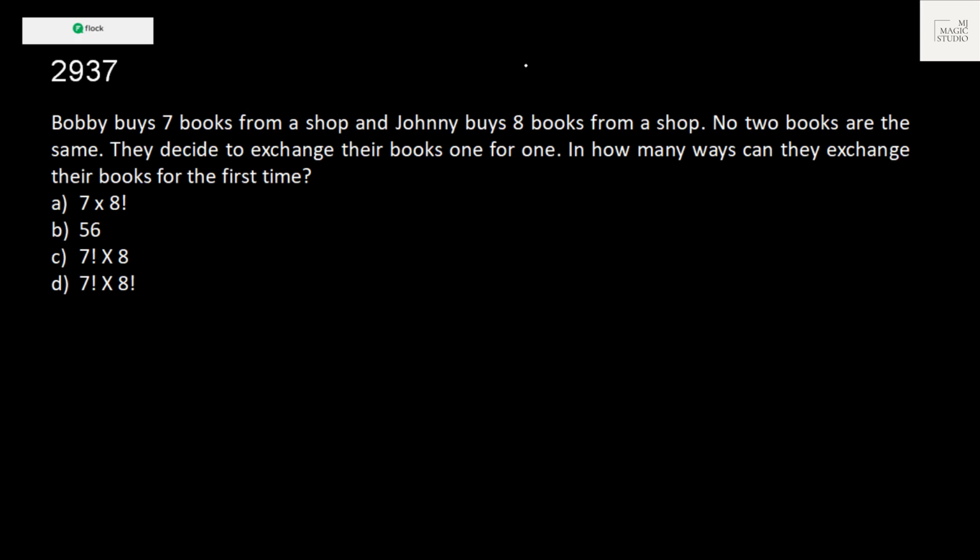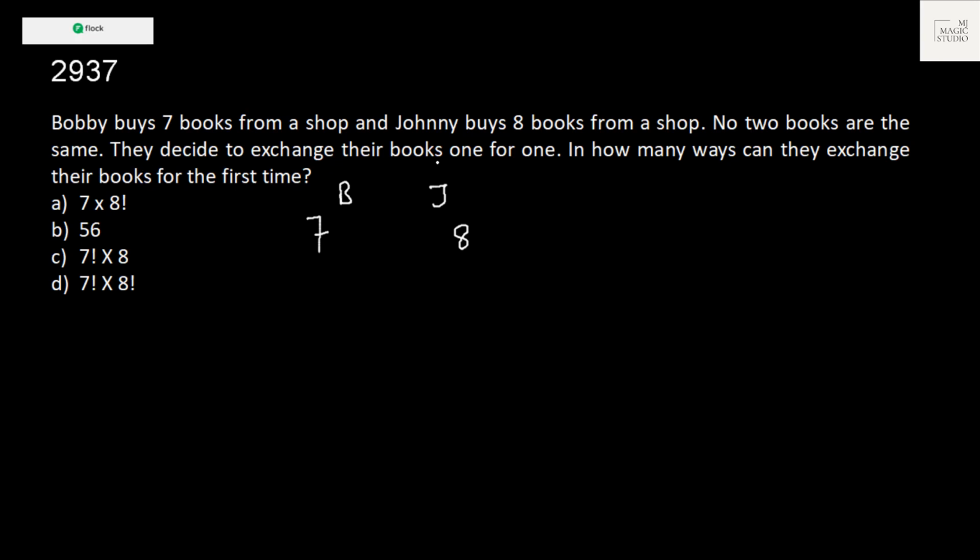Hopefully you people are pausing the session and trying to solve these questions by yourself. This is a classical question from arrangement again. Bobby buys 7 books from a shop and Johnny buys 8 books from a shop. No 2 books are same. That means all these are different elements: 7 different objects, 8 different objects.